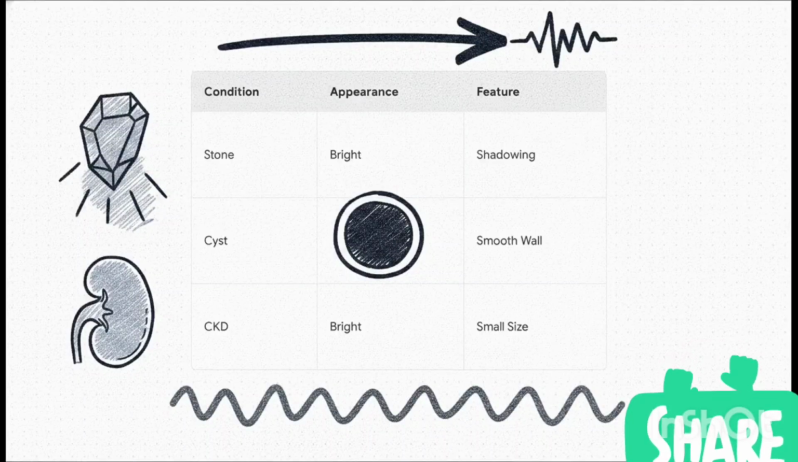Let's bring all of this together now. This matrix summarizes everything we've learned, essentially acting as your ultimate translation guide for the visual language of ultrasounds. If you see something bright and echogenic that leaves an acoustic shadowing trail, you're likely looking at a stone. If you see something completely dark and anechoic with a thin, smooth wall, that is a simple fluid-filled cyst. And if the entire kidney is unusually bright, exceptionally small, and has a thin cortex, well, those are the classic signs of chronic kidney disease. You can now officially read the core language of renal ultrasounds.